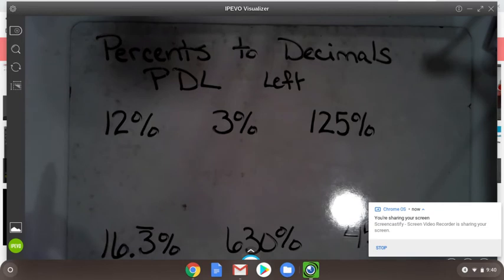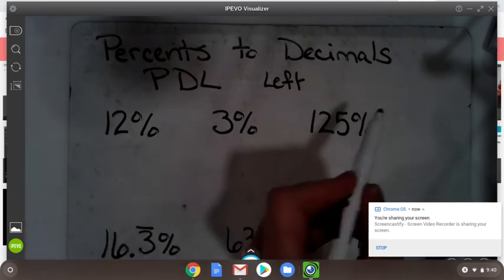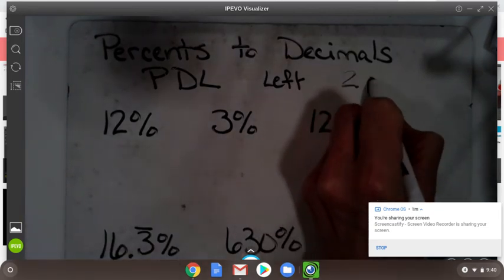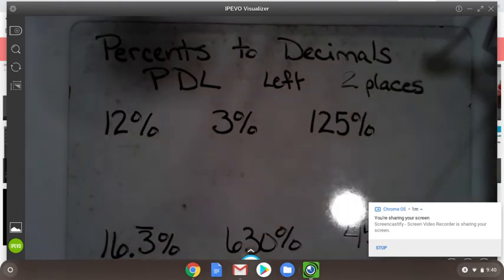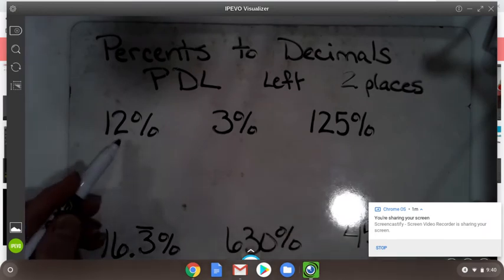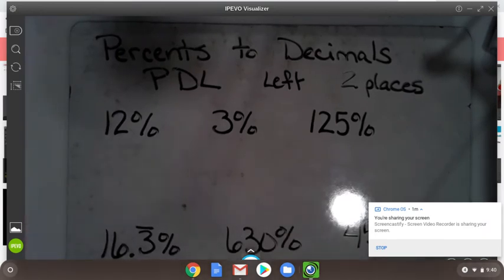12%. I have to move the decimal to the left 2 places. Do you remember why we moved 2 places? Alicia could tell us, because percents are always out of 100, right? So I go to move the decimal and I look at this 12% and I'm like, wait a minute, there's no decimal. Well, we talked about this earlier. There's always an imaginary decimal at the end of every number. We just don't put it in all the time.